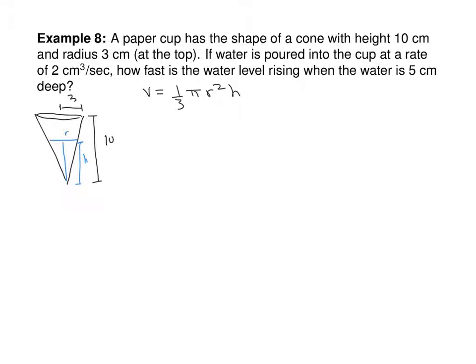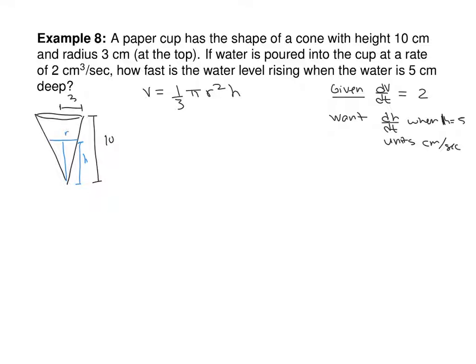Okay, so water is poured into the cup at a rate of 2 centimeters cubed per second. So what rate are we given? We're given dV dt, because you can tell the units are a hint, right? Volume, cubic. What do you want? dH dt, and its units will be centimeters per second, right? Yeah, they're in the problem. Okay.